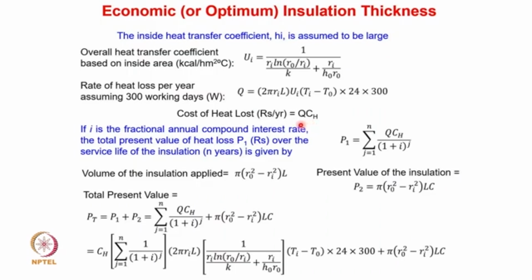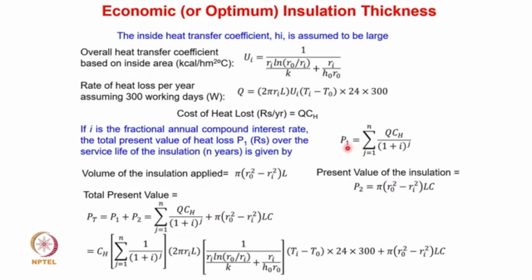And remember, in this case, this cost of the heat loss is going to occur over a time span, over a period, isn't it? So let's say there are n years. So n years is the lifetime of the insulation. If you take i as a fractional annual compound interest rate, then the present value of this cost will be given by QCh divided by (1 plus i) raised to the power j. You can see that this equation is the same as the equation which we have seen earlier, isn't it? So we are calculating the present value of the future cost. So this present value P1 we have calculated.